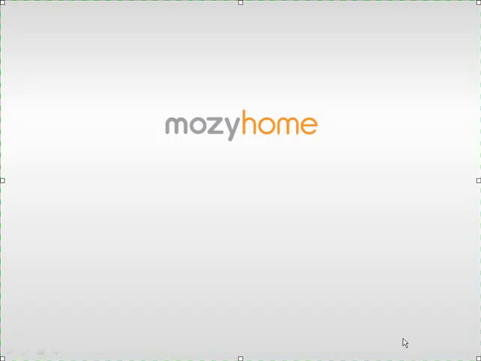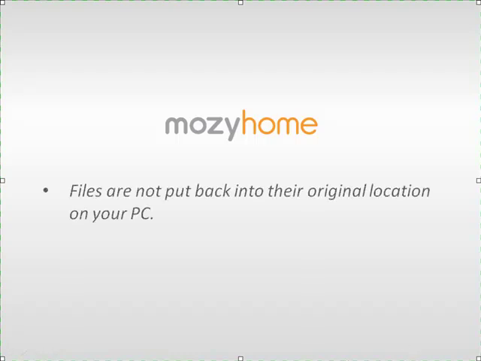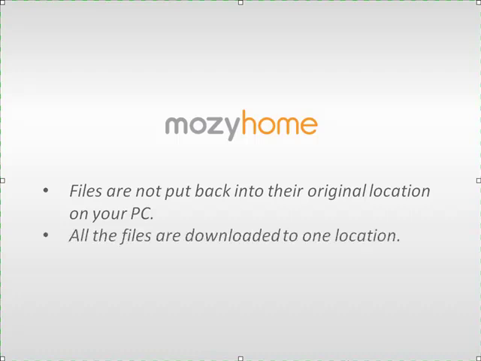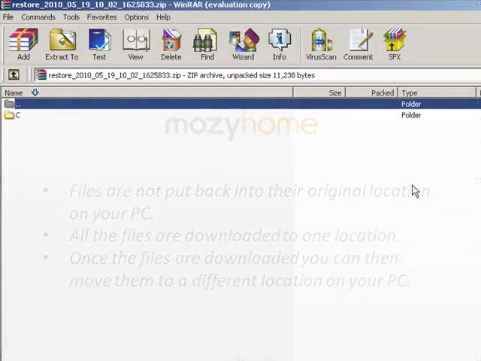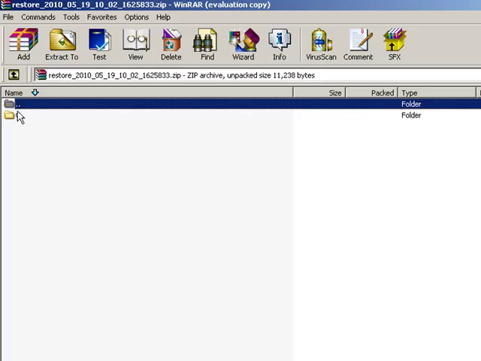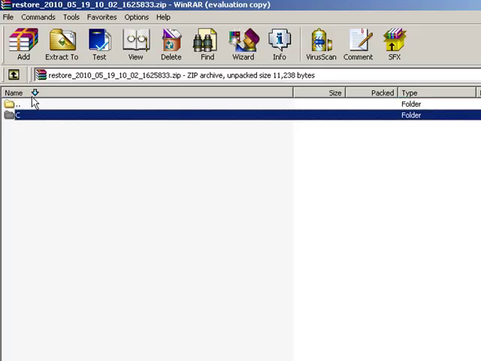the files. Unlike with an in-client restore, a web restore does not put the restored files back in their original location. Instead, the files will all be put into one location that you must specify. Once the files are downloaded to this location, you can then move the files to a different location on your computer. Click the folder name C: and click Extract to.